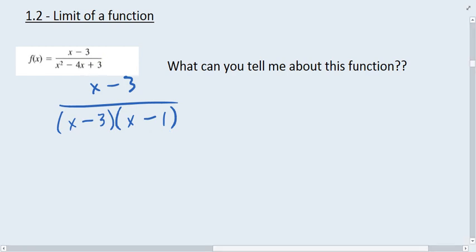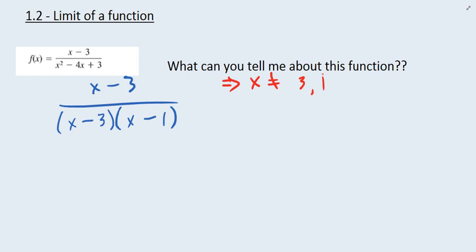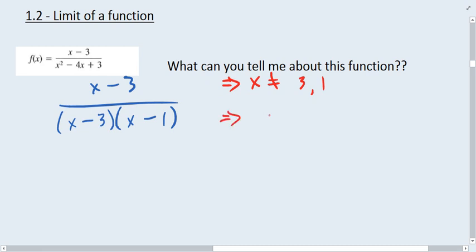One of the things you can tell me about this is that x cannot equal what? Positive 3 and positive 1. Thank you. Very good. Anything else that you know about this function? Slant? Slant what? There's a slant line. A slant asymptote? Yeah, maybe. I have to write that down. You said slant something. Let's come back to that. Anybody else?